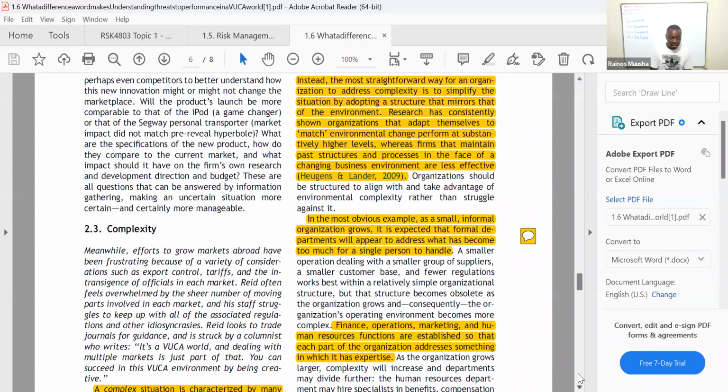Is there any question regarding the first two letters, volatility and uncertainty? Any questions?